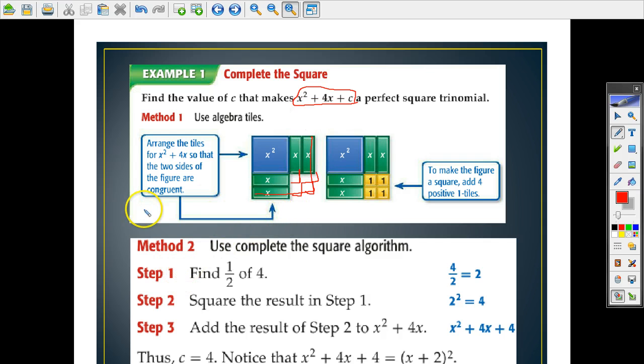Alright, method 2. So this is what we learned, the 3 steps. Half of this, half of b, which is 2. Square that, so 2 squared is 4. And then you add that result in the end. So the c here should be a 4.